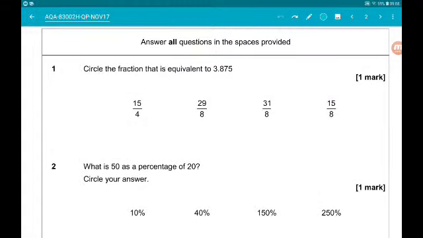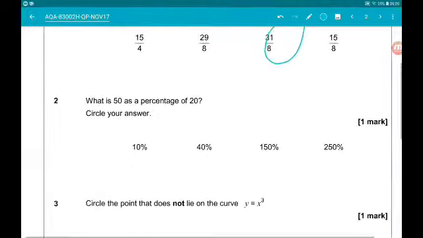Okay, question 1 wants us to circle the fraction equivalent to 3.875. So, straight away, our calculators can do this for us. Stick in the decimal, press equals, and it should turn it into a fraction. And you should get 31 over 8.